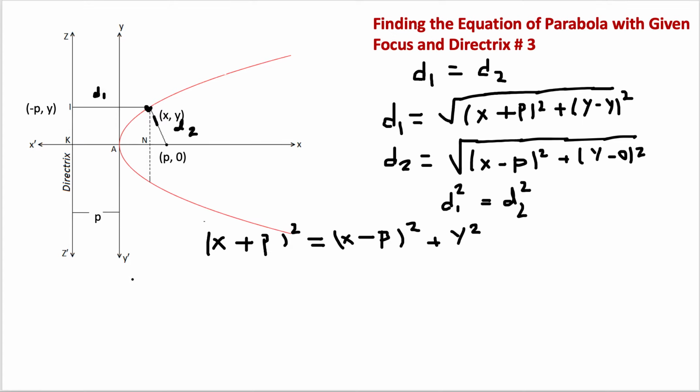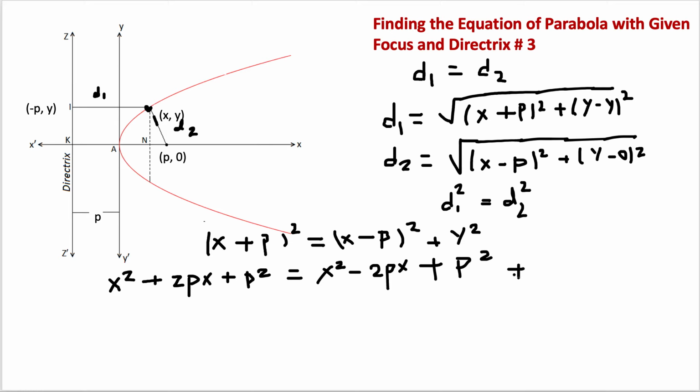And now I'm just expanding those binomials. It's going to be x squared plus 2px plus p squared. On the right side it is going to be x squared minus 2px plus p squared, plus y squared. This y squared we should not forget to write down, otherwise we have trouble. And now I'm going to subtract x squared and p squared from everything.